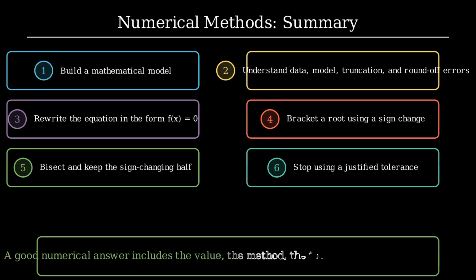A good numerical answer should report more than a number. It should state the method, the stopping tolerance, and an estimate or bound for the remaining error.